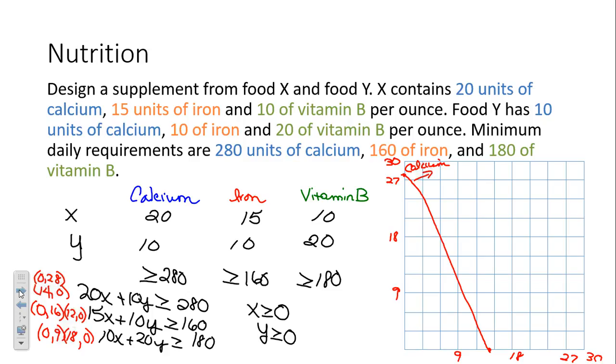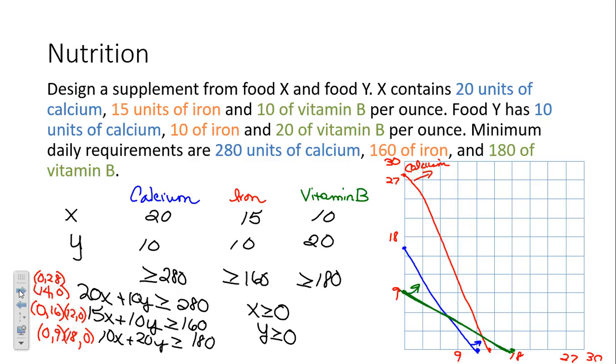Okay. Next, we're going to talk about iron, so I'll flip-flop them and make iron be blue. Iron was 0, 16, 12, 0. So 0 over 16 up, and 12 over 0 up. And that's this line, going that way. And finally, we have 0 over 9 up and 18 over 0 up. That's going to be our green line, and that one's going this way.